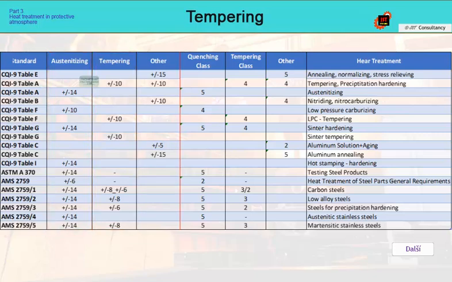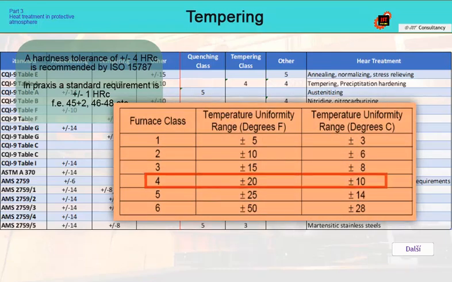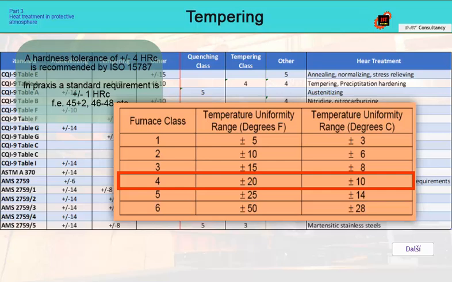According to the ISO 15787 standard, we should have ±4 Rockwell. But in practice, there is a common requirement for a narrower tolerance band of ±1 Rockwell, for example 45 + 2, 46 to 48, etc. Tempering furnaces should therefore meet at least the criterion of Class 4, which is ±10. The exact prescription you can find in CQI-9 or AMS 2759 specs.